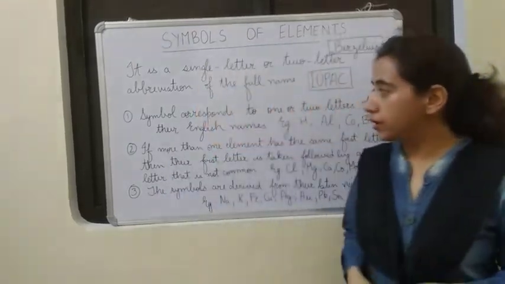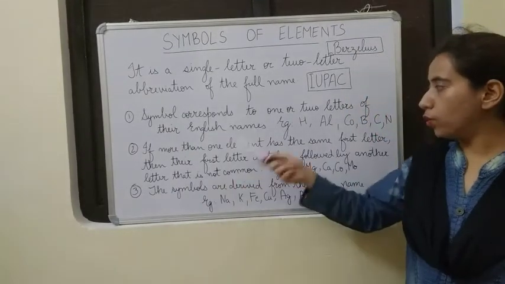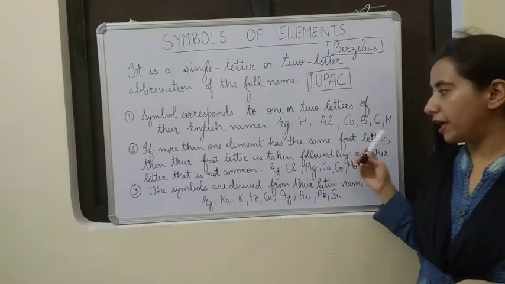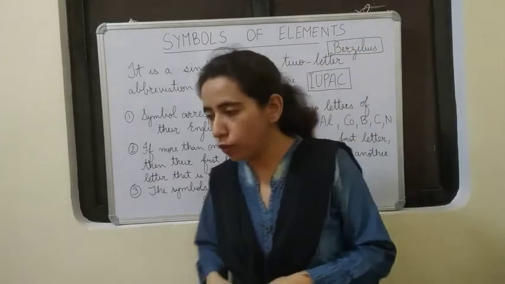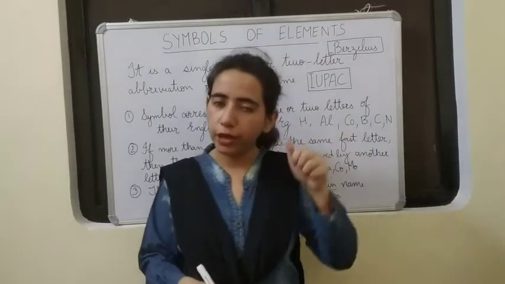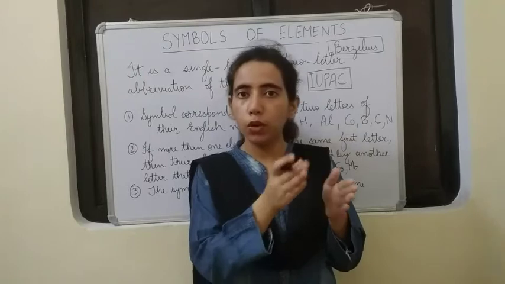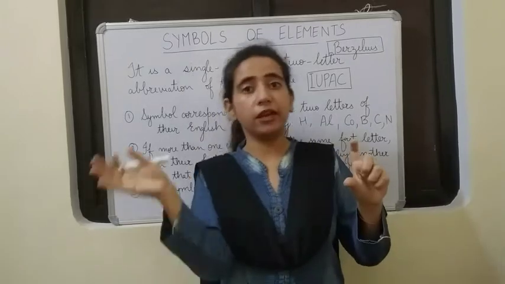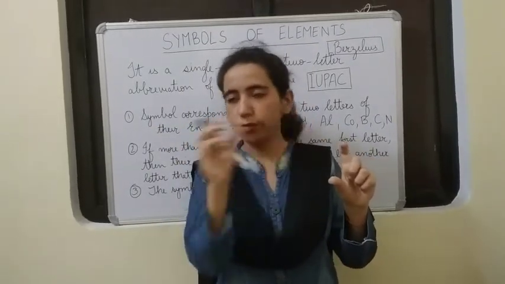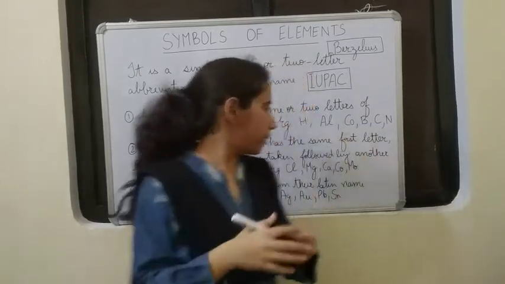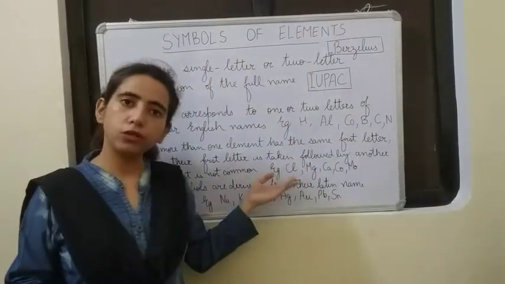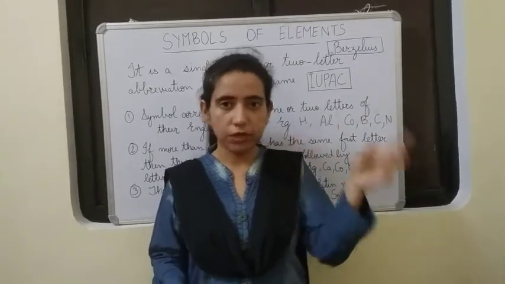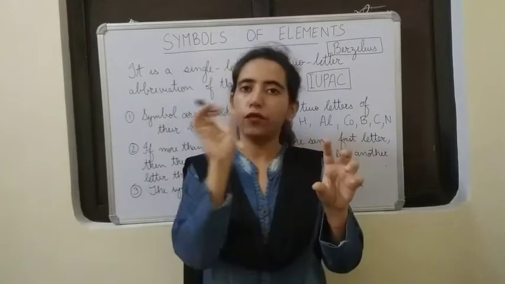The second one, what IUPAC told is, if more than one element has the same first letter, then the first letter is taken followed by another letter that is not common. Suppose the first letter is already used and the second letter is also already used, then what to do? We can take the first letter and any other letter from the whole word. Like the example we can take here for chlorine. Chlorine, you see the spelling is CH, but the symbol for chlorine is Cl. That means first letter along with any other letter from the name.